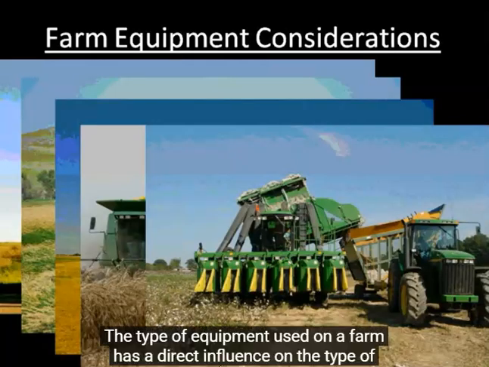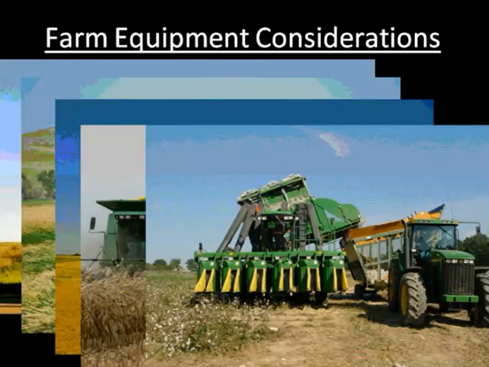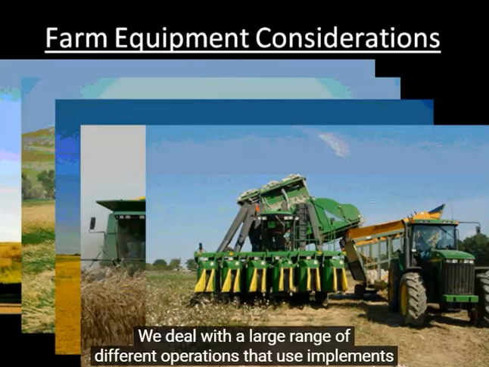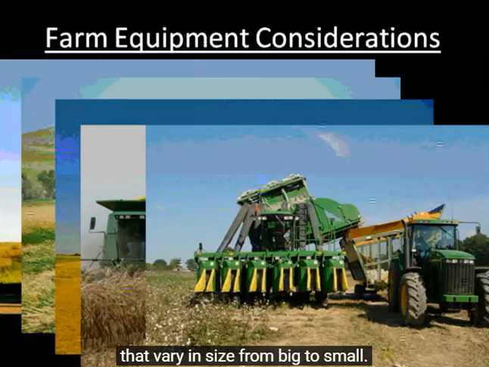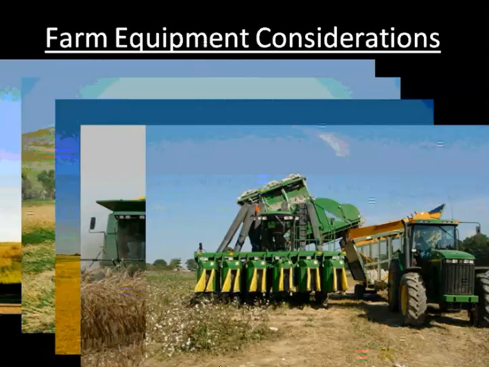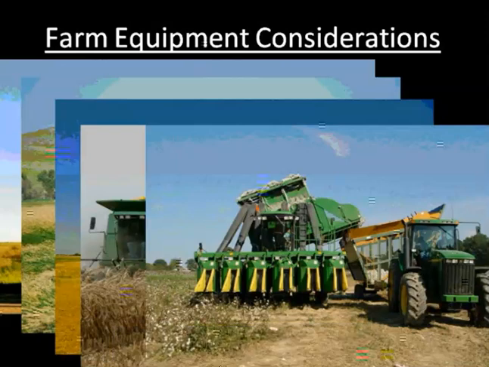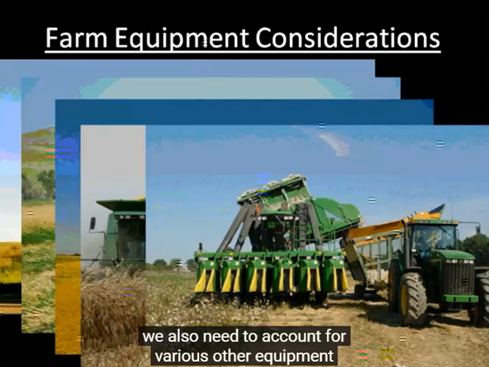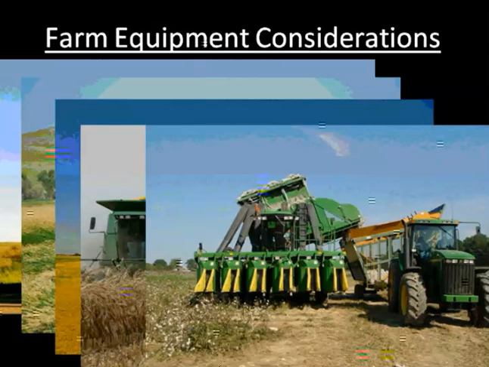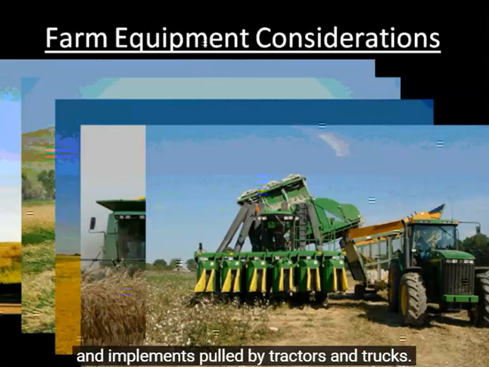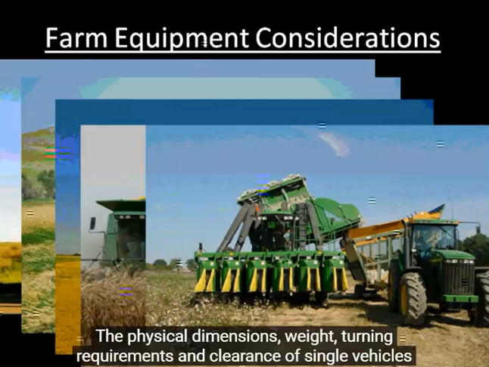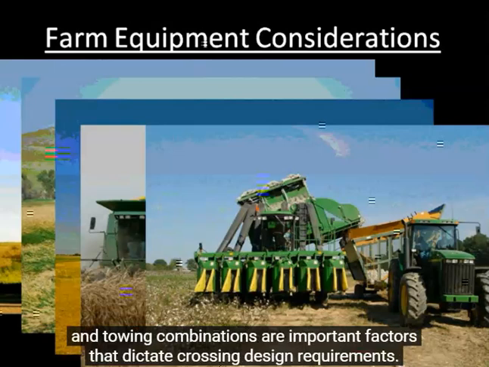The type of equipment used on a farm has a direct influence on the type and design of a low water crossing. We deal with a large range of different operations that use implements that vary in size, from big to small. In addition to considering the size of individual pieces of equipment, we also need to account for various other equipment and implements pulled by tractors and trucks. The physical dimensions, weight, turning requirements, and clearance of single vehicles and towing combinations are important factors that dictate crossing design requirements.